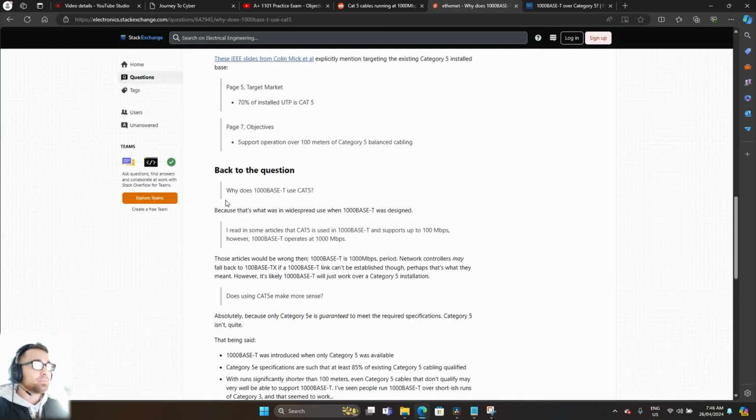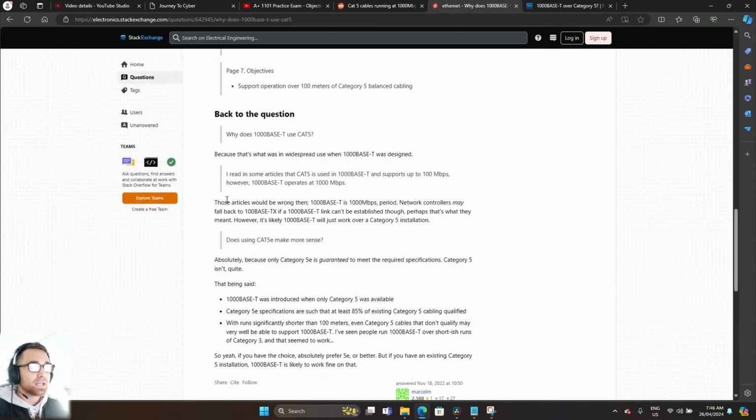Now, again, as we continue to research, I read in some articles that Cat5 is used in 1000 base T and supports up to 1000 megabits per second. However, 1000 base T operates at 1000 megabits per second. How is that possible? Great question.